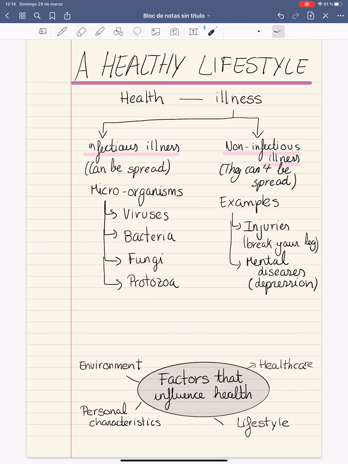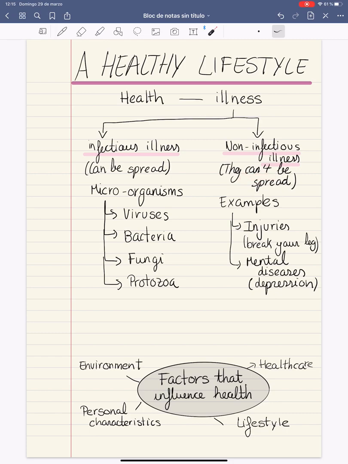Now, the last point we saw was related to health and illnesses. First of all, we saw the difference between health and illness, and we saw that there are different types of illness, infectious illnesses and non-infectious illnesses. What is the difference between both of them? Infectious illnesses are the ones that can be spread, and they are caused by microorganisms such as viruses, bacteria, fungi, or protozoa. On the other hand, non-infectious illnesses can't be spread.